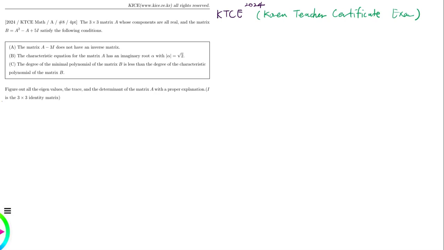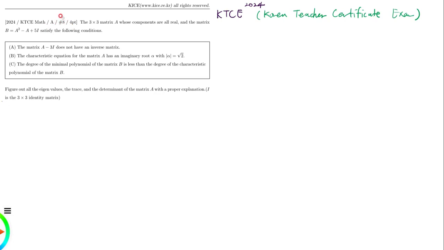And personally, I think the math problems in KTCE are somehow deep and interesting, at the level of college mathematics. So if you are interested, please try this problem by yourself first. Okay, let me dive into this problem.